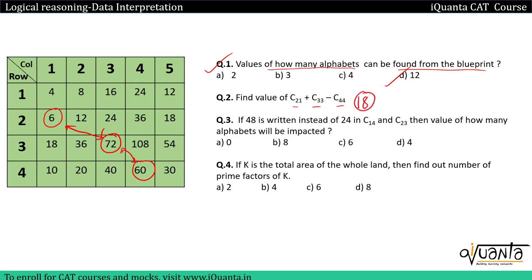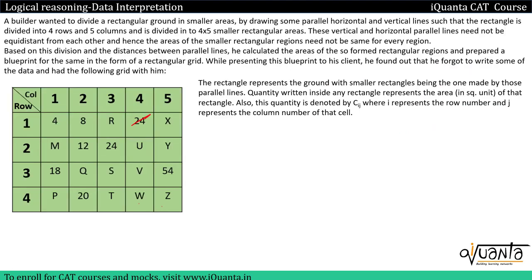to this question. Okay, next one is: if 48 is written instead of 24 in C14 and C23, then the values of how many alphabets will be impacted. So C14, that means this 24 will be removed and 48 will be written in place of it, and C23, so this 24 will be removed and 48 will be written over here. We'll see values of how many alphabets will be impacted. Let us go to our original arrangement, the original matrix that was given to us. So now I'll remove 24 from here and 48 will be written.